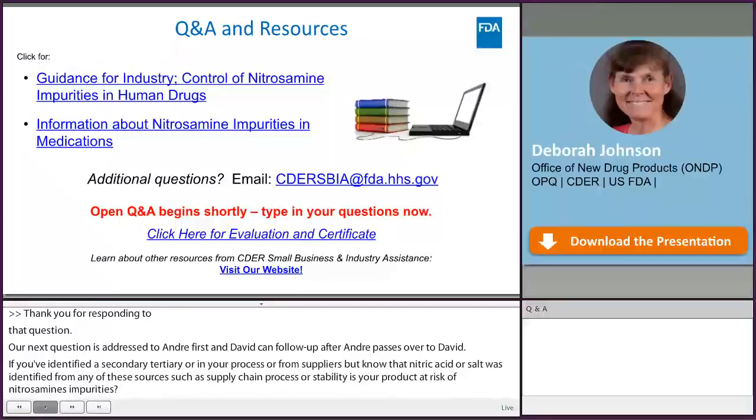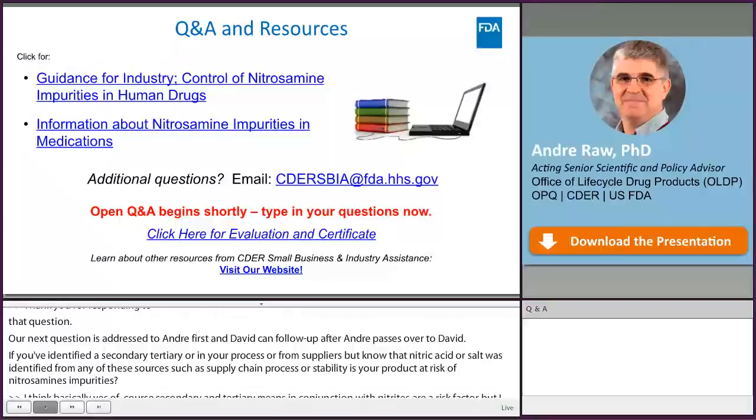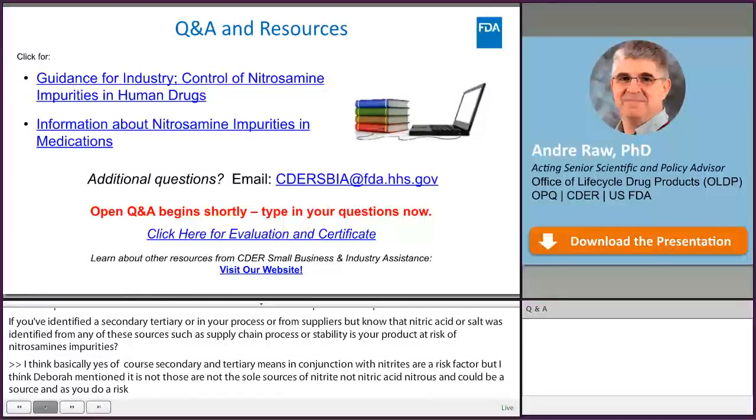I think that basically, yes, of course, secondary and tertiary amines in conjunction with nitrites are definitely a risk factor. But I think Deborah mentioned that those are not the sole sources of nitrites. Nitric acid, nitrous acid can also be a source. So as you do your risk assessment, it is definitely a higher risk factor, but I don't think the risk assessment should be solely focused on the nitrite source, because we know that there are other means of generating nitrosamine, so those should also be considered. But of course, that should be considered in the context of your risk assessment.